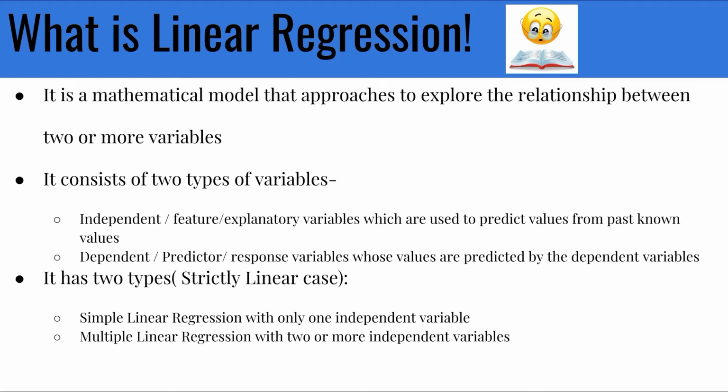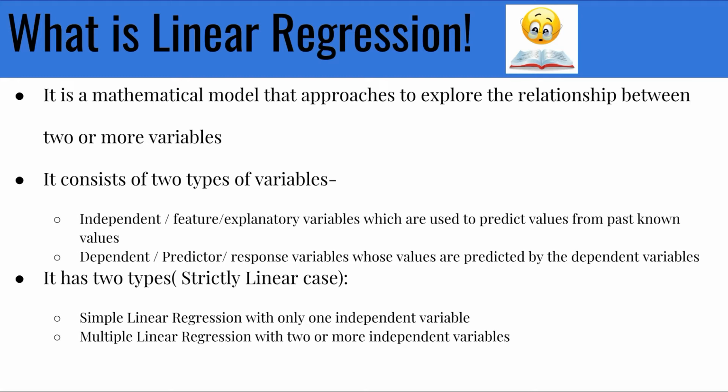The linear regression model consists of two variables. Now they can have many names, but what they signify is independence and dependence. Now, the independent variable is also called the feature variable or explanatory variable, which is used to predict values from past values. This is the variable which we are going to use to predict the values. And whose values are we going to predict? We are going to predict the values of the dependent variable.